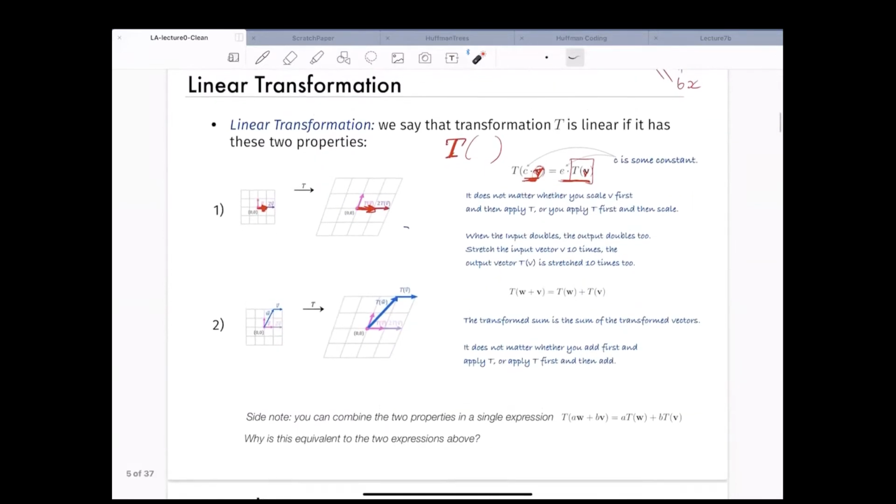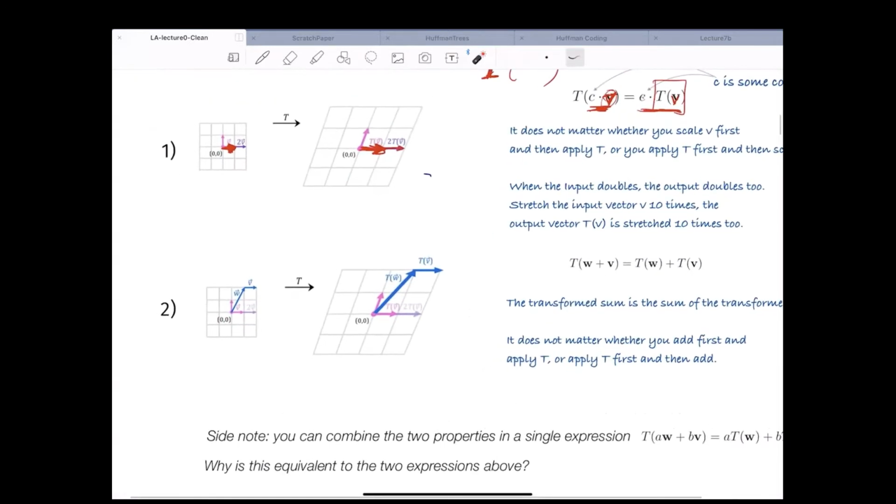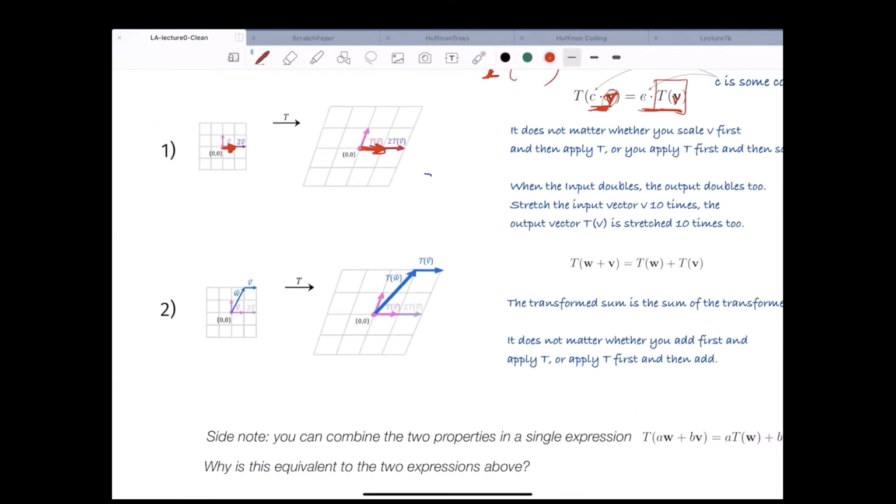How about for the sum of inputs? Similarly, if you have, this is your v, this is your w. Okay, what's their sum? What's the sum of v and w? So here's the sum of v and w.